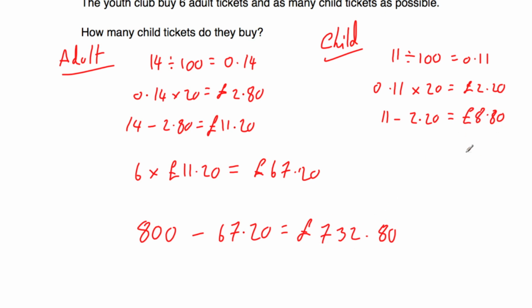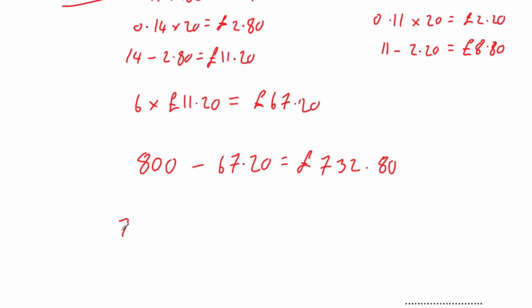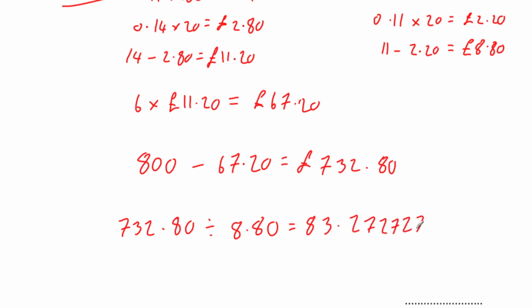So we now just need to see how many lots of £8.80 go into that. So let's take our £732.80 and divide it by £8.80, and that's equal to 83.272727 and so on. So they don't quite have enough money for the 84th child ticket, but they can buy 83 child tickets. And the question says, how many child tickets can they buy? And the answer would be 83. Okay, let's have a look at our next question.